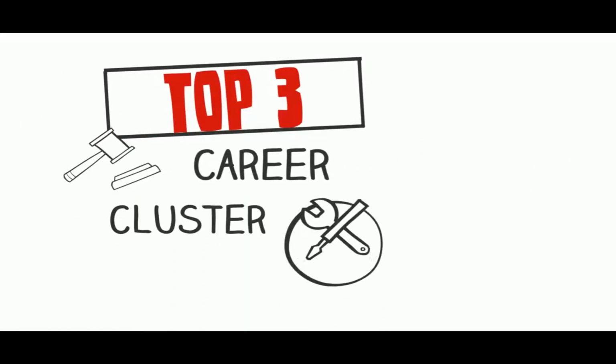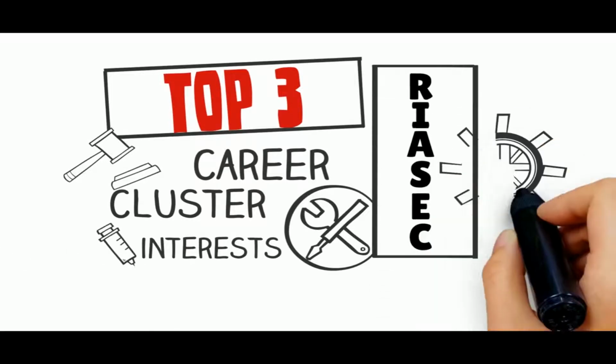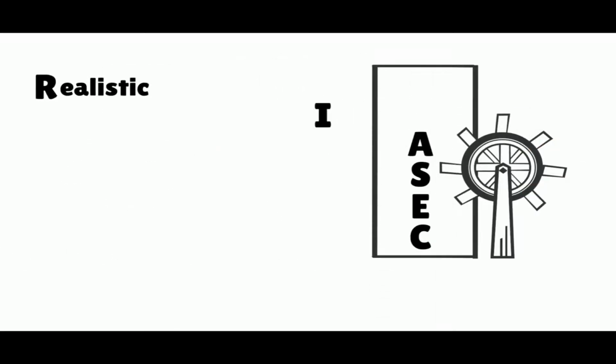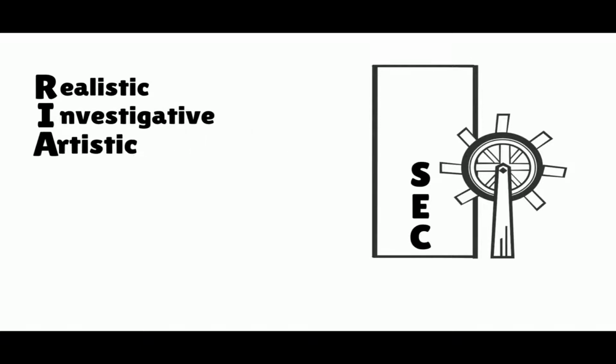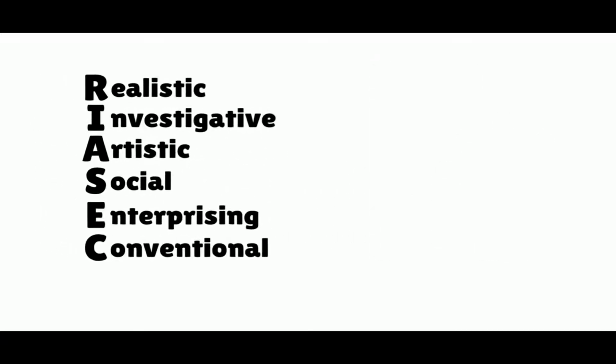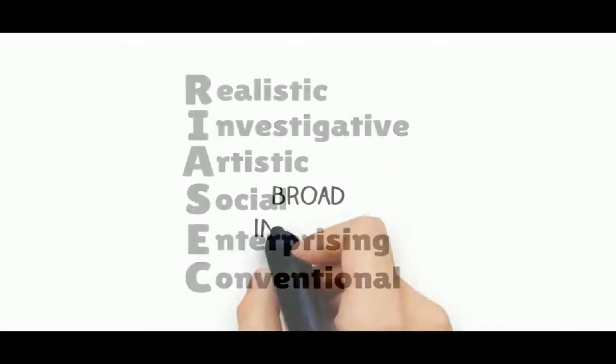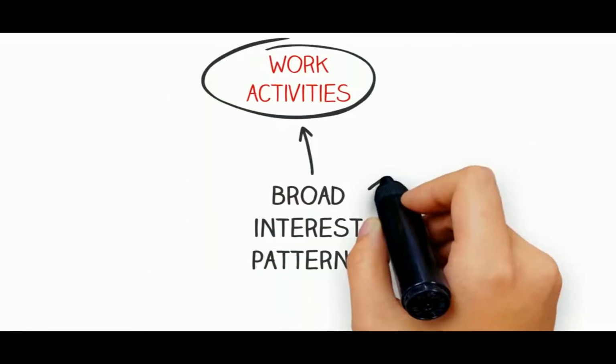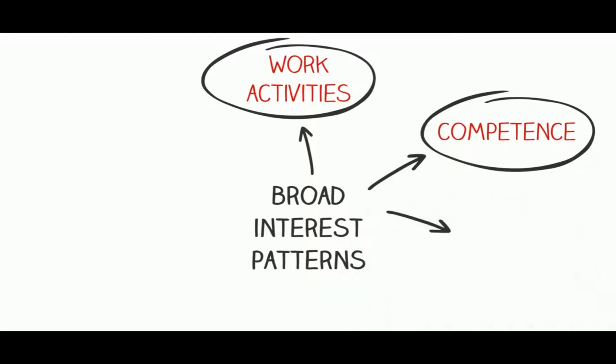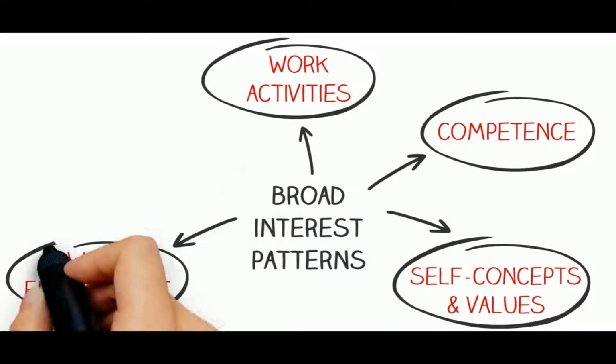It pulls your top 3 career cluster interests, the RIASEC wheel, which stands for realistic, investigative, artistic, social, enterprising, and conventional. And what the Holland codes do is map out broad interest patterns to describe work activities, potential competencies, self-concept and values, and work environment and hobbies.